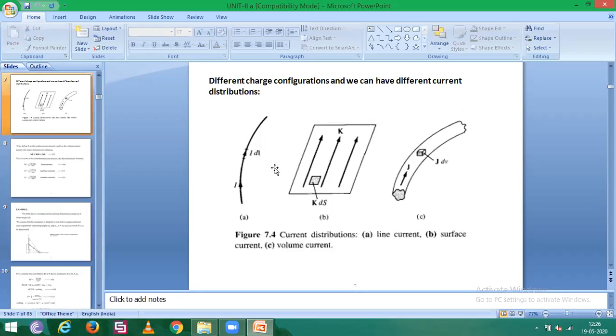Now these are the different types of current distributions: line current, surface current, and volume current.